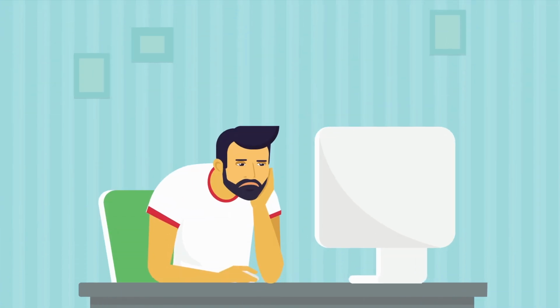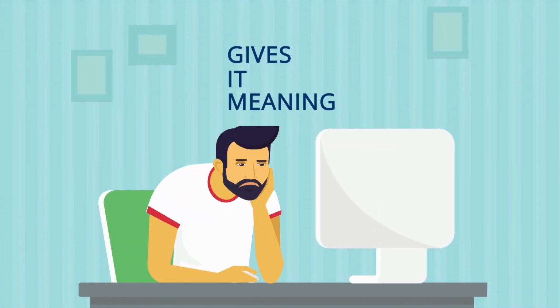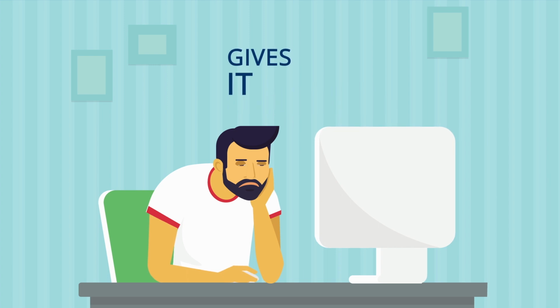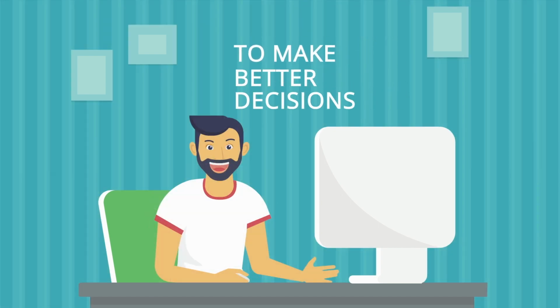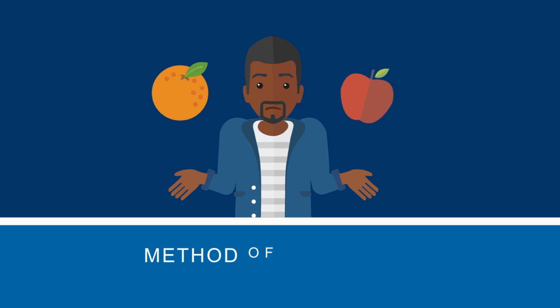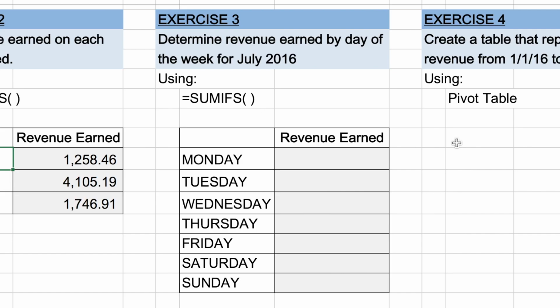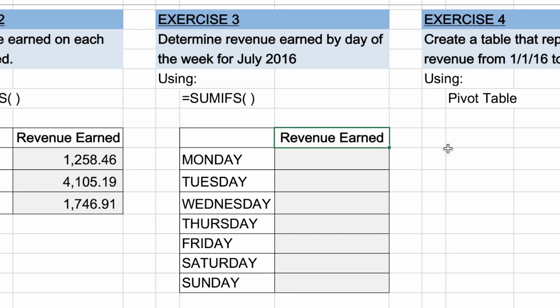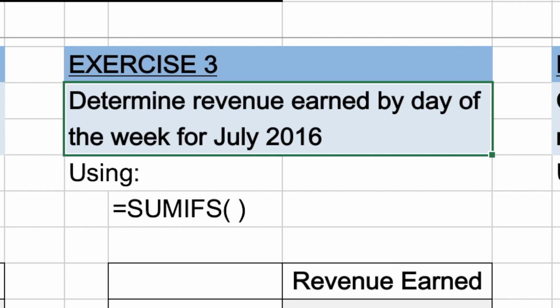So what we want is information. It takes our data and gives it meaning, and this meaning puts us in a position to make better decisions. Now, the easiest way to turn data into information is to apply the method of comparing. Specifically, the type of numbers that we would be comparing in this example is revenue, because that's what we have. And in this specific case of exercise 3, compare revenue by day of the week. So let's find out revenue earned by day of the week for July 2016.